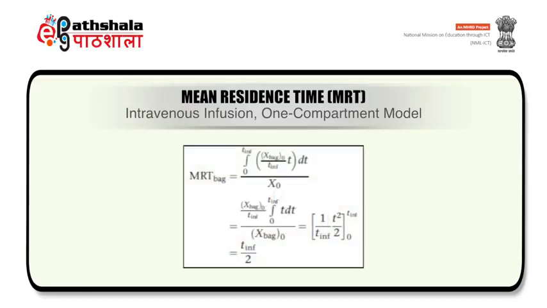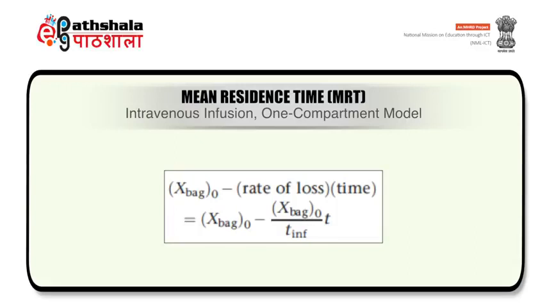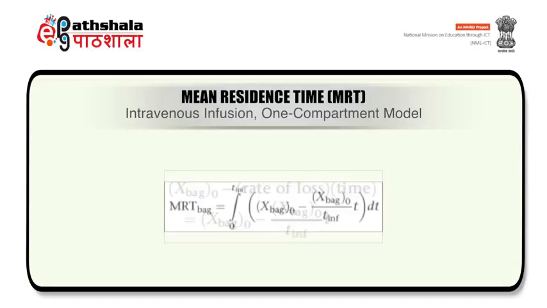Now, applying the definition of MRT and simplifying the equation, the MRT bag can be represented as T infinity divided by 2, where MRT bag can also be calculated by using the amount remaining to be removed approach as follows. The amount of drug remaining to be removed from the intravenous bag at any time equals X bag 0 minus the rate of loss times time, and on substitution we get MRT bag from 0 to T infinity as X bag 0 minus X bag 0 divided by T infinity times t dt.